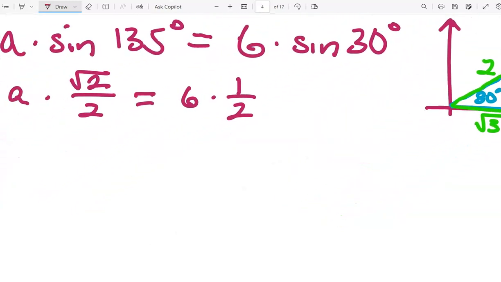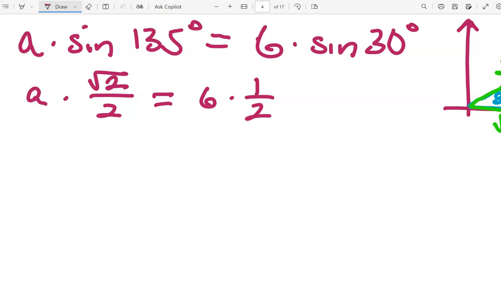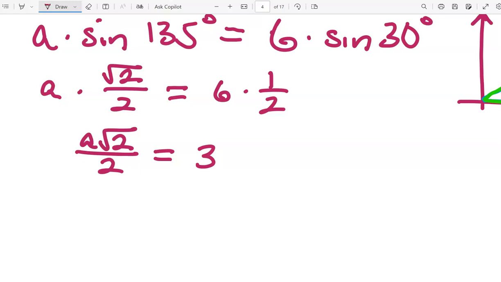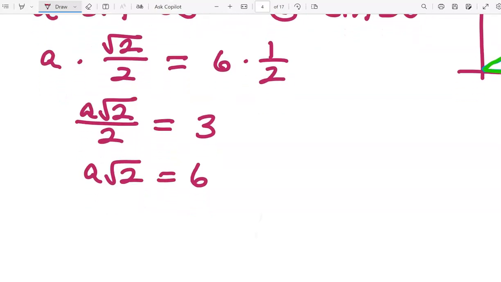Let's clean up what we have on both sides of the equation. A times the square root of 2 over 2 is a times the square root of 2 over 2. 6 times 1/2 is 3. Now I'm going to clear the fractions by multiplying both sides by 2. So a times the square root of 2 is equal to 6.